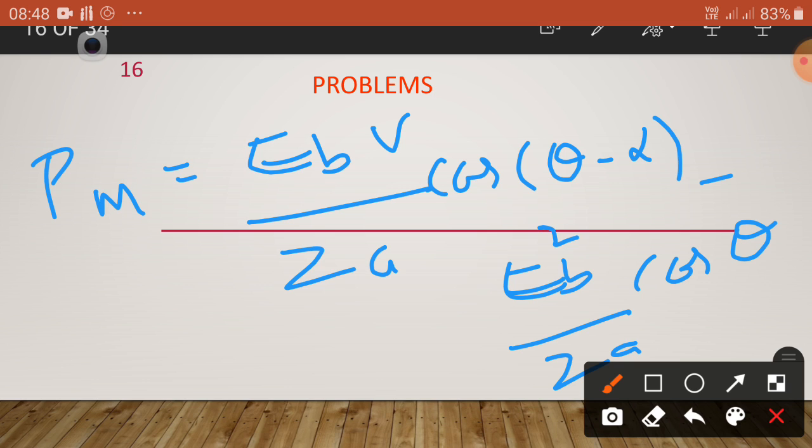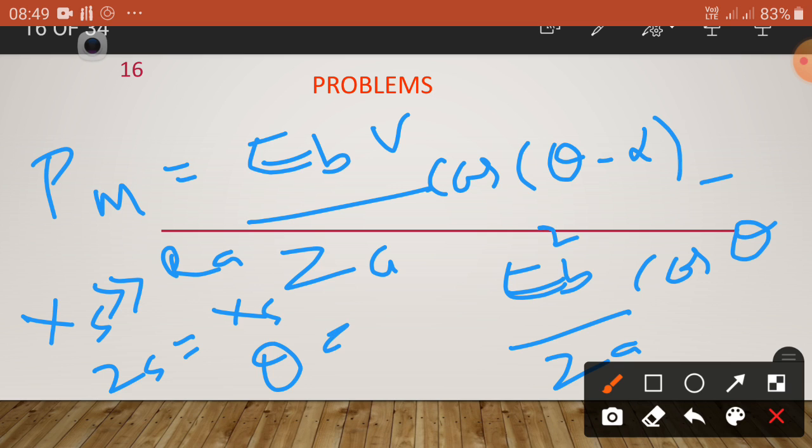In this case, what will happen if the armature resistance RA is neglected, because the motor reactance is very high compared to the resistance? If XS is much greater than RA, then in this formula ZS becomes XS. At that condition, what value does theta have? Theta is equal to the RA by XS ratio, which is nearly zero, so theta becomes 90 degrees.